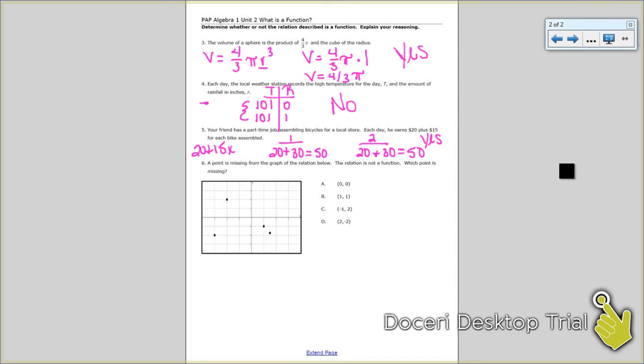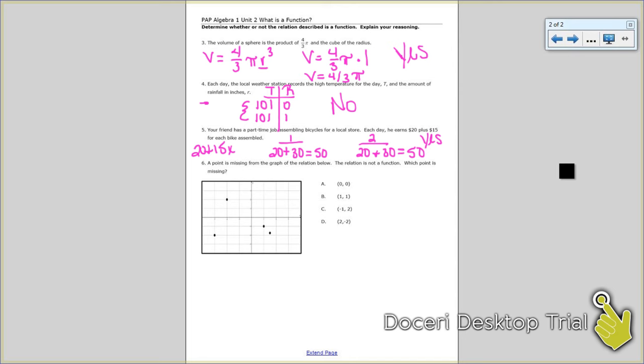This doesn't have an equation associated with it. It's just we're comparing the temperature to rainfall. It's possible for the temperature to not change, but for the rainfall to change. And so then you have repeated values in the x column with different values in the y column.